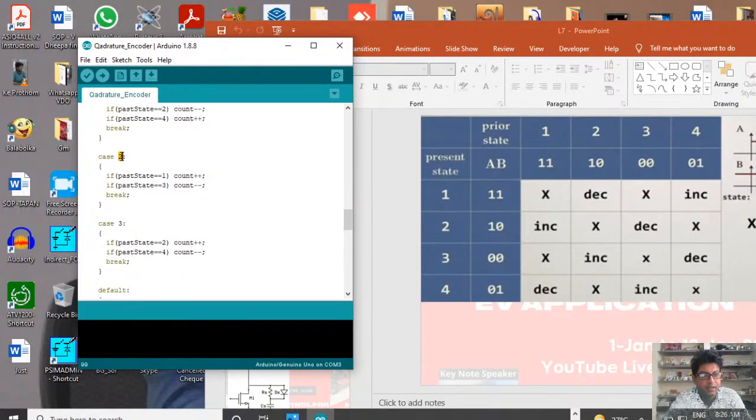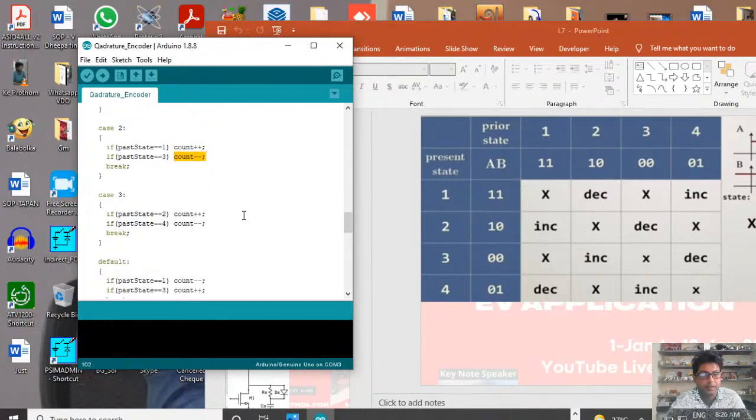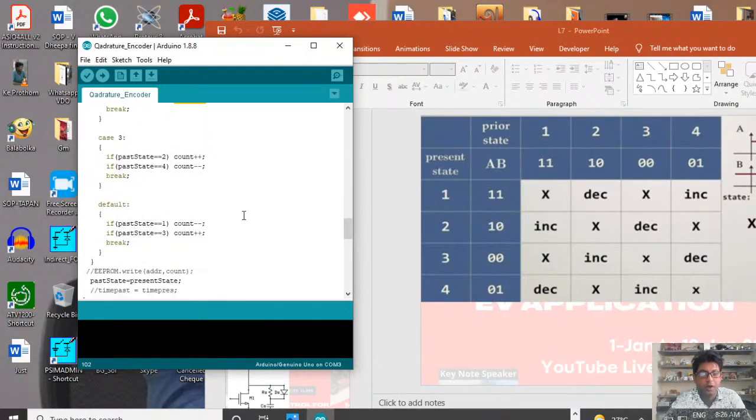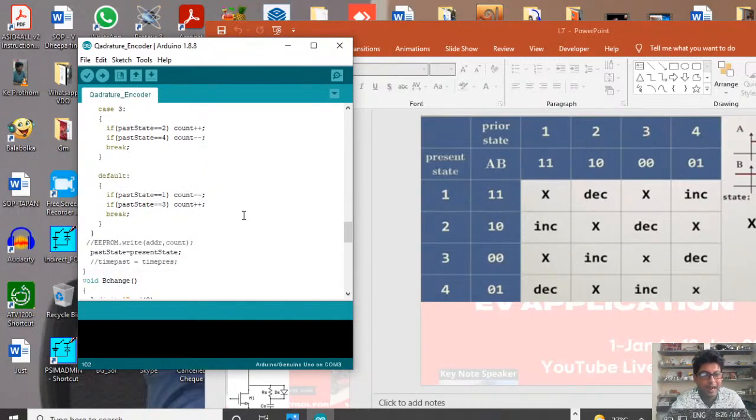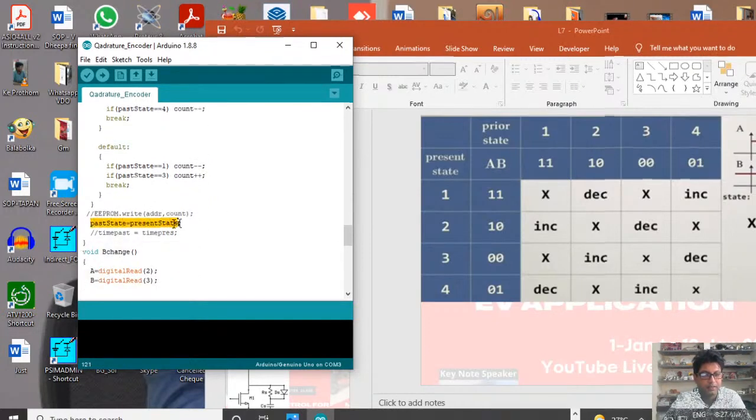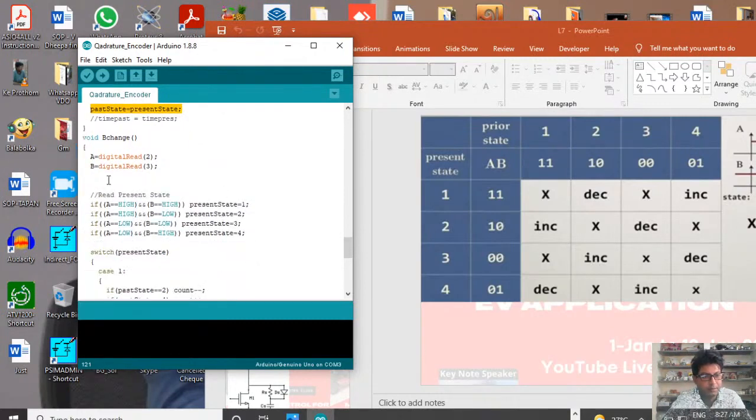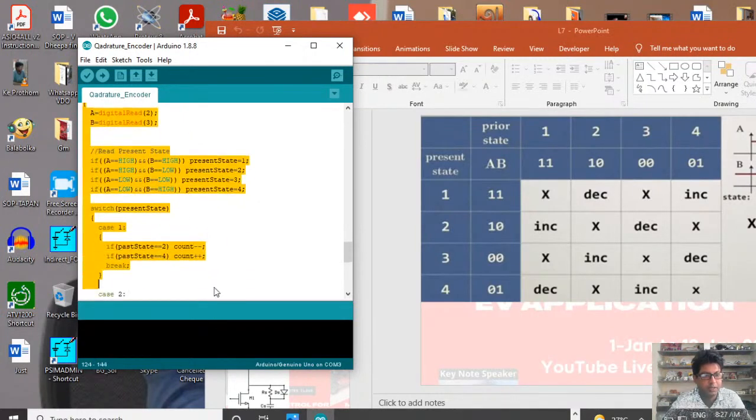If my present state is 2 and past state is 1, I have to increment. You see, I have incremented. If my present state is 2 and past state is 3, I have to decrement. You see, I have decremented. Similarly, all the other states I have done, and after doing that, I am swapping the present and past state, meaning again it will start to do the same thing. This is for channel A, and channel B I wrote the same thing.